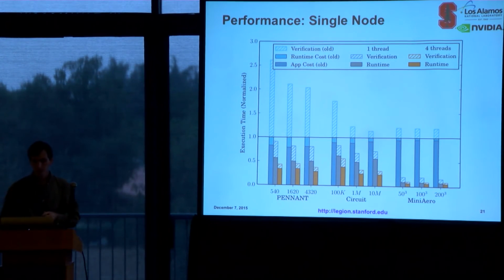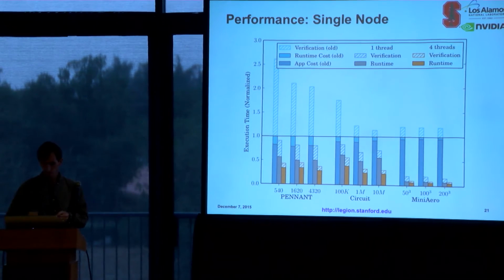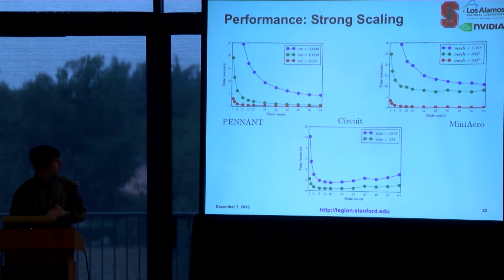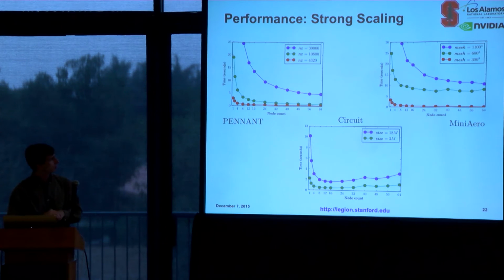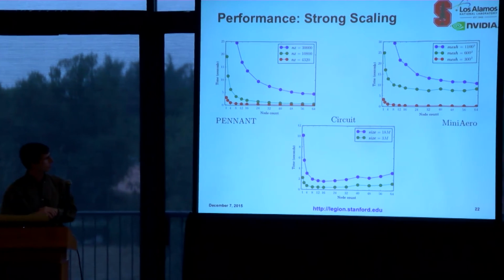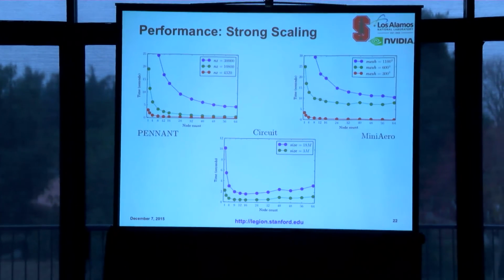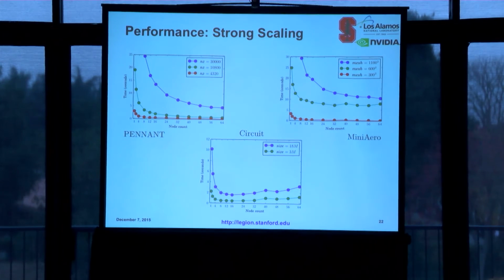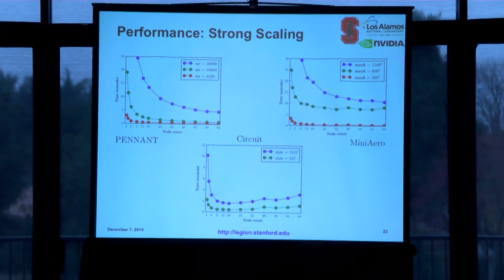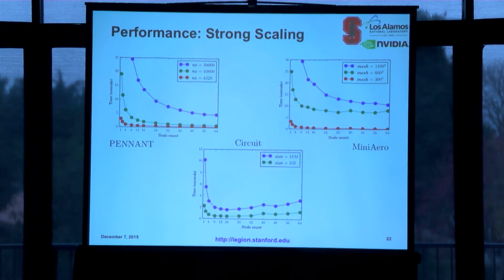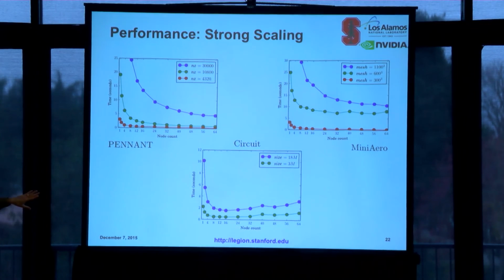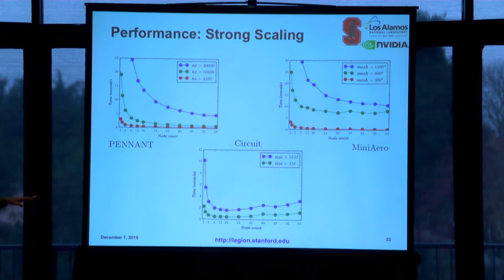The other thing we can look at is scaling up to 64 nodes. And so now I'm using some bigger problem sizes, roughly between 1 to 32 nodes worth of actual work. Pennant scales very well. Mini Arrow scales pretty well too. Circuit shows an interesting pattern where it starts initially scaling well and then starts falling off.